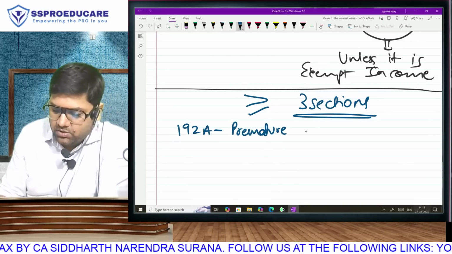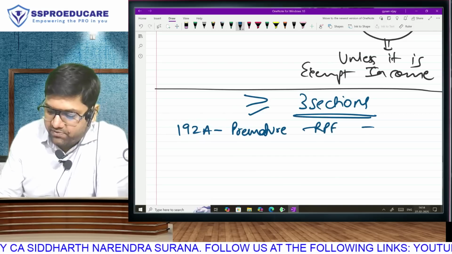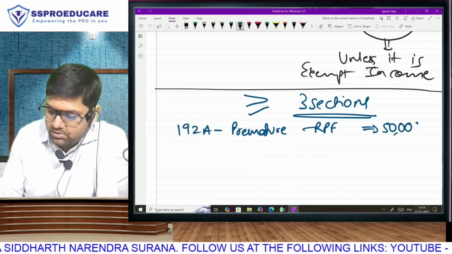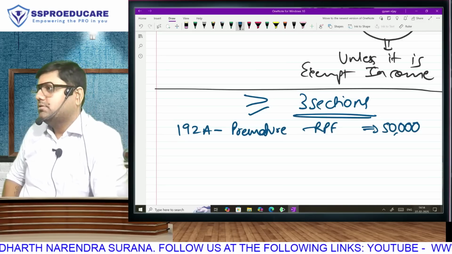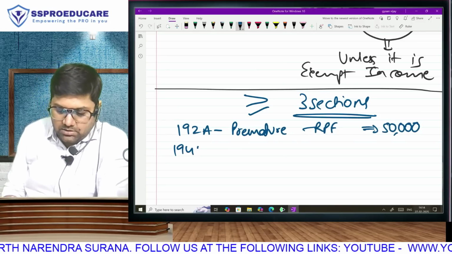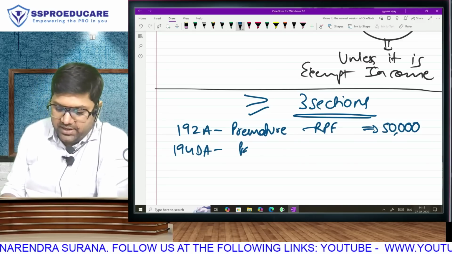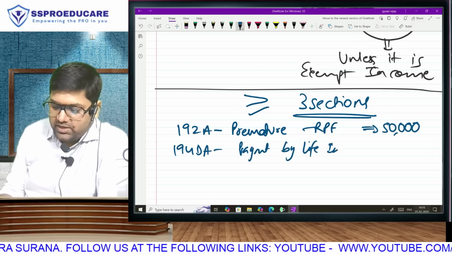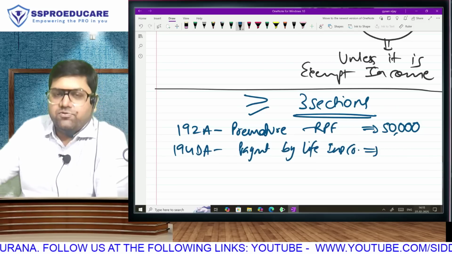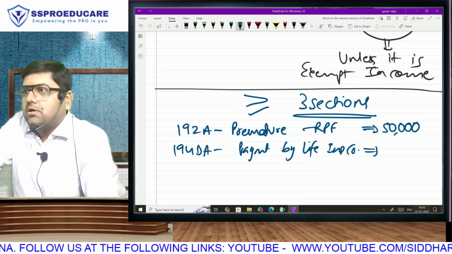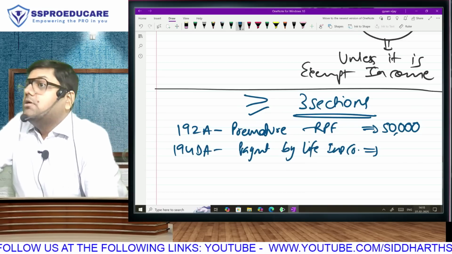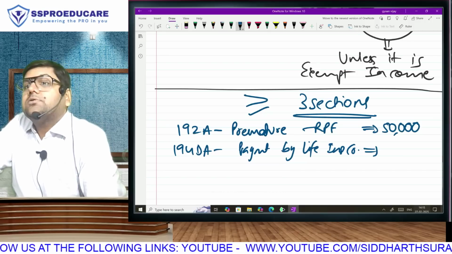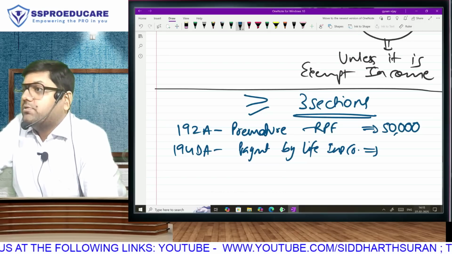That is only taxable, no? RPF. What is that amount? It will attract TDS. Later in the chapter, we will come across section 194DA, payment by life insurance company. This also you have to relate to the exempt income chapter. When we get money from a life insurance company, it is exempt. Death cases are always exempt. Maturity cases are also exempt if you stay within your limits.